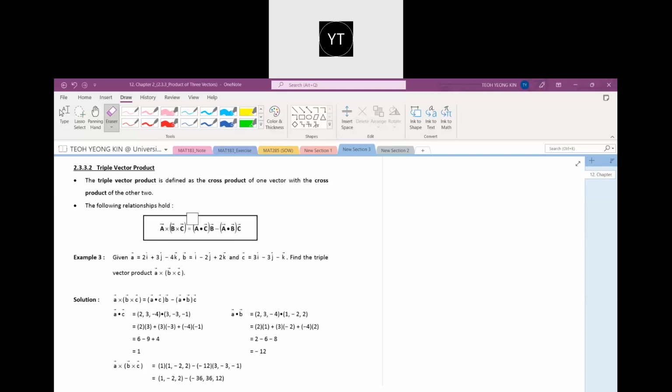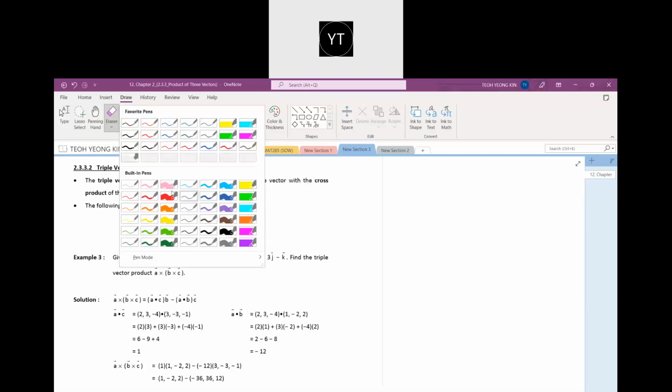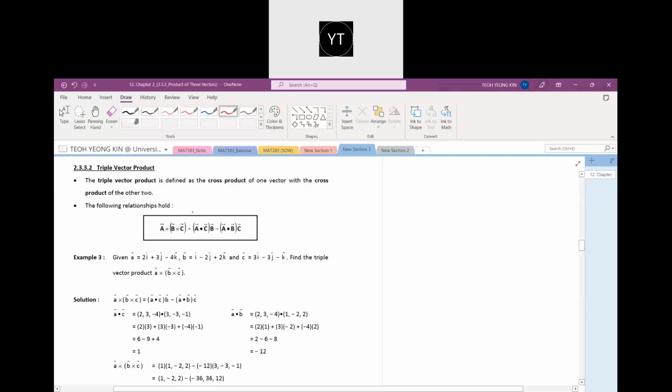So here is the formula. This one you need to memorize to find triple vector products. Again, the dot product of A and C, the first vector with the third vector, multiplied with vector B, minus the dot product of vector A and B multiplied with the vector C. For this part, we will get a scalar, same as this part, because of the dot products.